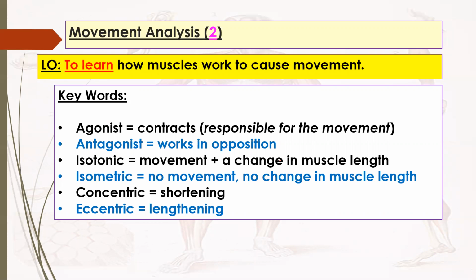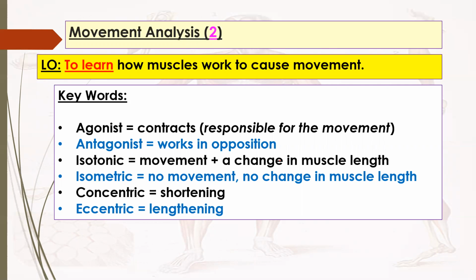And then as we go through these keywords, the agonist. So from GCSE, you should remember that that's the one that contracts. It's the one that's responsible for the movement. The antagonist. Now in GCSE terminology, we've learned that as just the one that relaxes. Let's go with the next level up in terms of how you phrase that, and let's go with the muscle that works in opposition. So the two muscles work together. The agonist is the one that contracts and is responsible for the movement. The antagonist is the one that works in opposition. That's a better phrase to use. So moving forward, please remember to use that phrase.